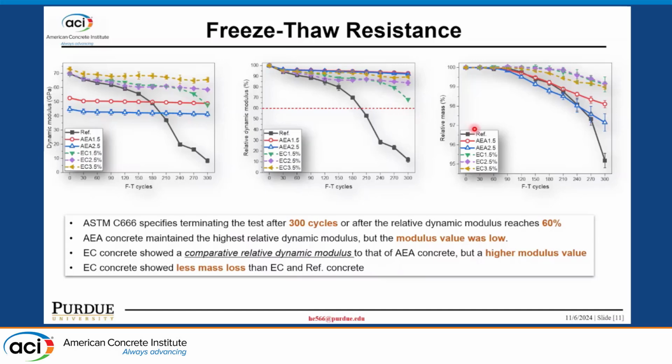And the relative mass is an indication of surface scaling, right? If the concrete lost a lot of mass, that means a lot of surface damage. So we can see the reference concrete lost a lot of mass. And the AEA concrete also lost a lot, although it maintained a pretty good modulus. But there's a lot of damage on the surface. Why? Because the strength is too low, with a lot of empty air bubbles in the concrete, right? And the expansive concrete showed pretty good surface mass maintenance.